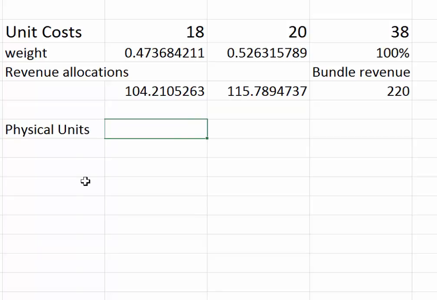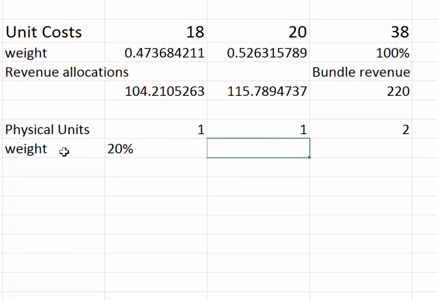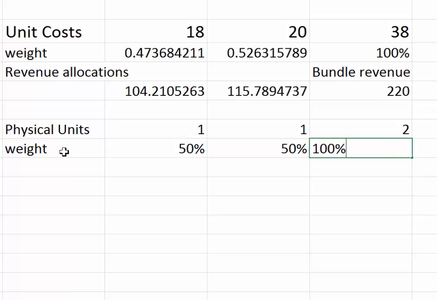For physical units, it's just 1, 1, 2. So basically, for every bundle, you have one Word Master, you have one Data Master, so it's 1, 1. In terms of weight, you can see that it's 50%, 50%. The other one is 50%. So the total is 100% for sure.